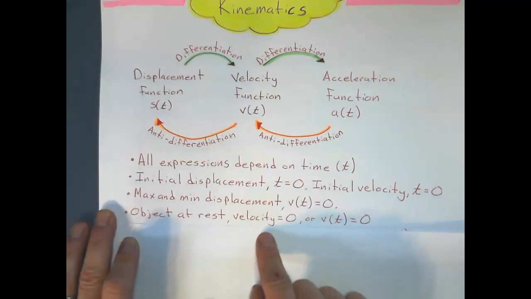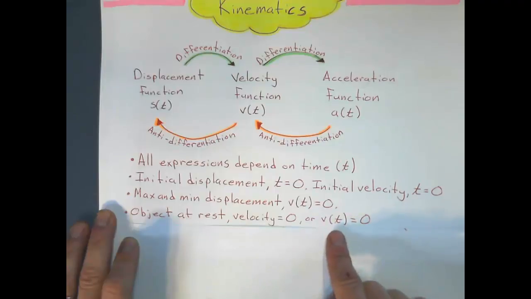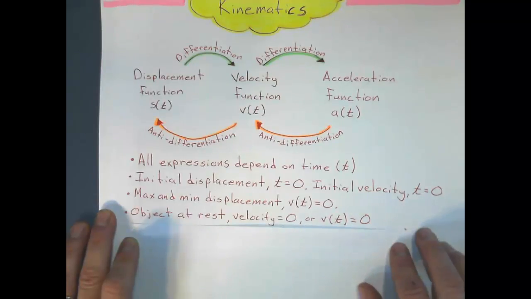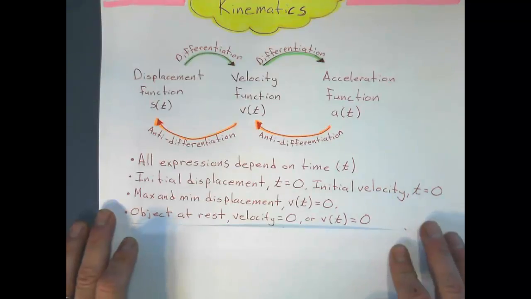So object at rest, velocity is 0, which means we set the velocity function equal to 0, and we'd be solving for t. We'd be solving for time.